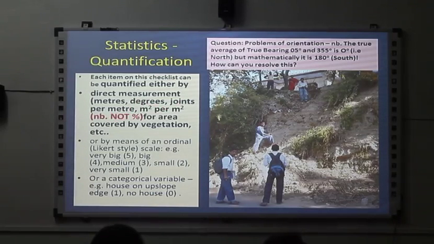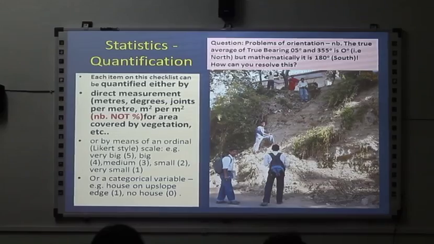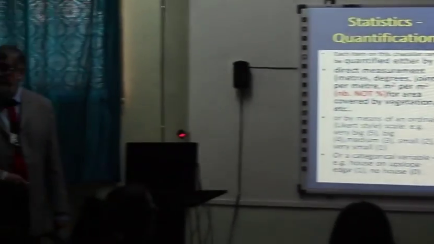Notice, not percent. If you're doing statistics, you want to avoid percents because they're a closed number system. You can always restate a percent as something else, in which case it's legal to use it. So meters per meter squared for vegetation. Or if you can't do that, you can use your Likert scale, ordinal scale. Very big, big, medium, small, very small. Obviously, it's not going to serve you as well as if you can measure it, but it may be better than nothing. Categorical scale, is there a house upslope, or is there no house?